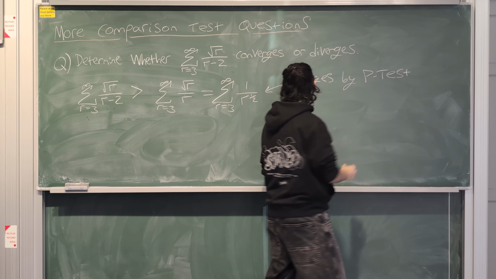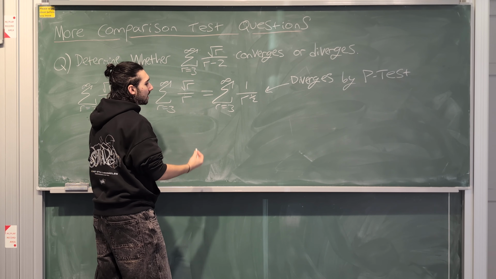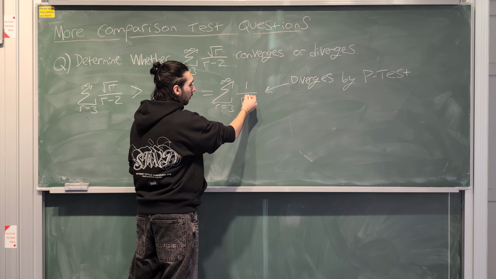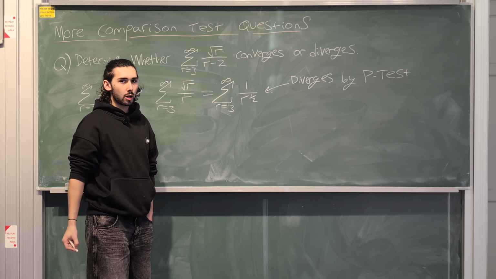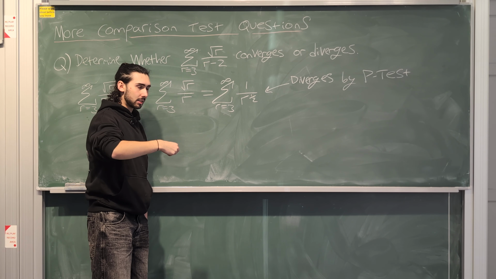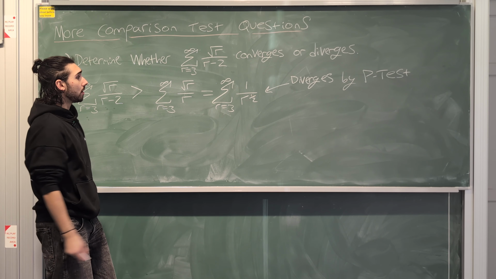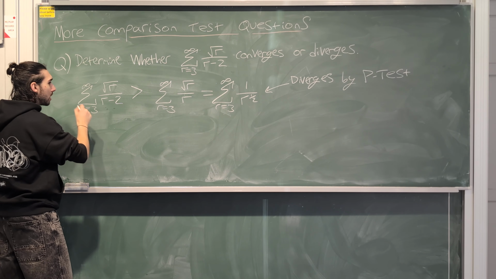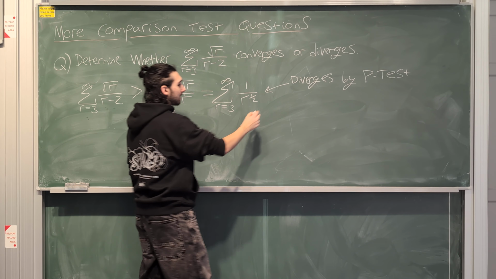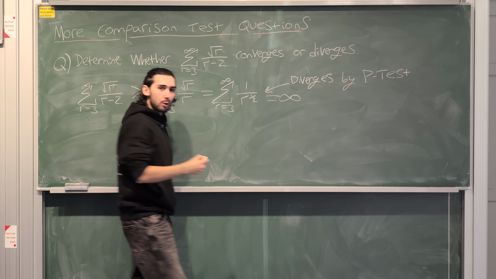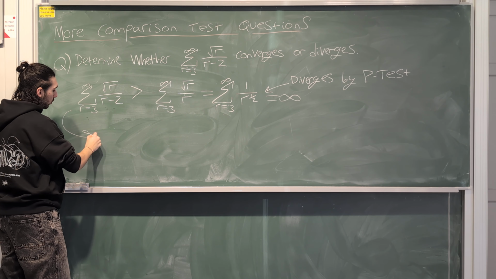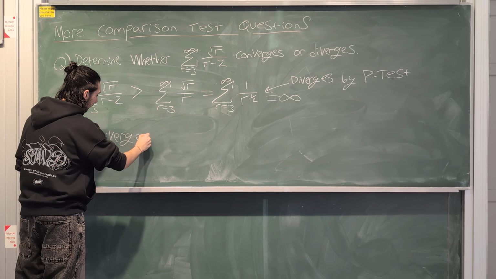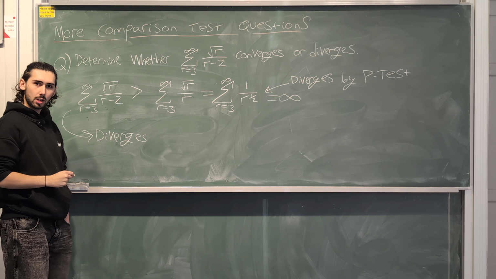And remember, the p test basically says the sum from r equals any constant to infinity of 1 over r to the power of p will diverge if p is 1 or less. A half is less than 1, so it diverges. But this is bigger than this. So this is bigger than something that's basically equal to infinity. Therefore, the original thing also diverges. Okay, hopefully that makes sense.